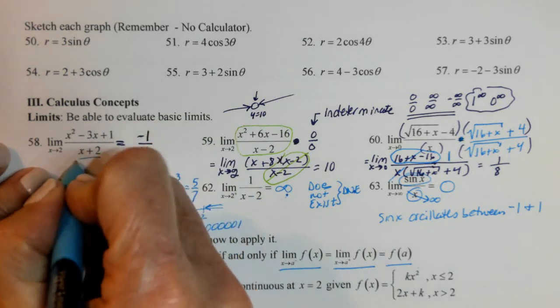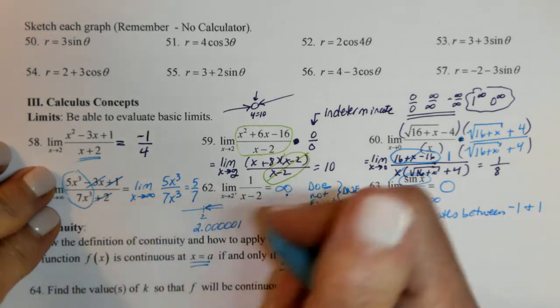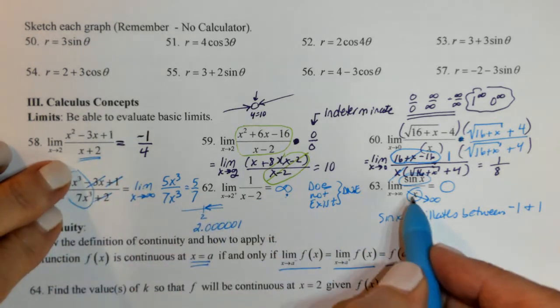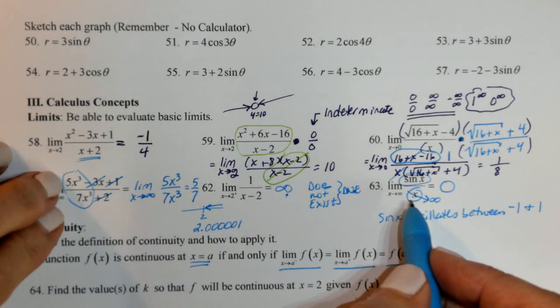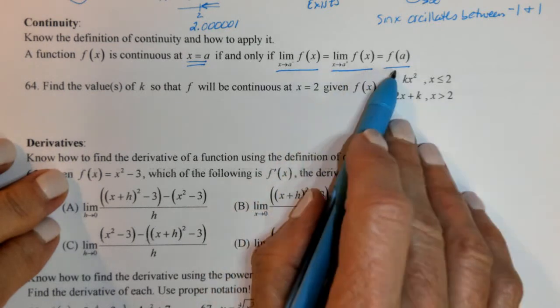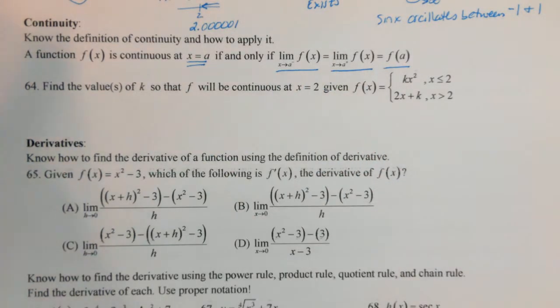Now, at x equals negative 2, no, that would not be continuous because at x equals negative 2, we have an asymptote or a hole. Something's going on there. Okay? So limit from the left is equal to the limit from the right, and now those are both equal to the value of the function at that a value. I need to plug in again. Okay?